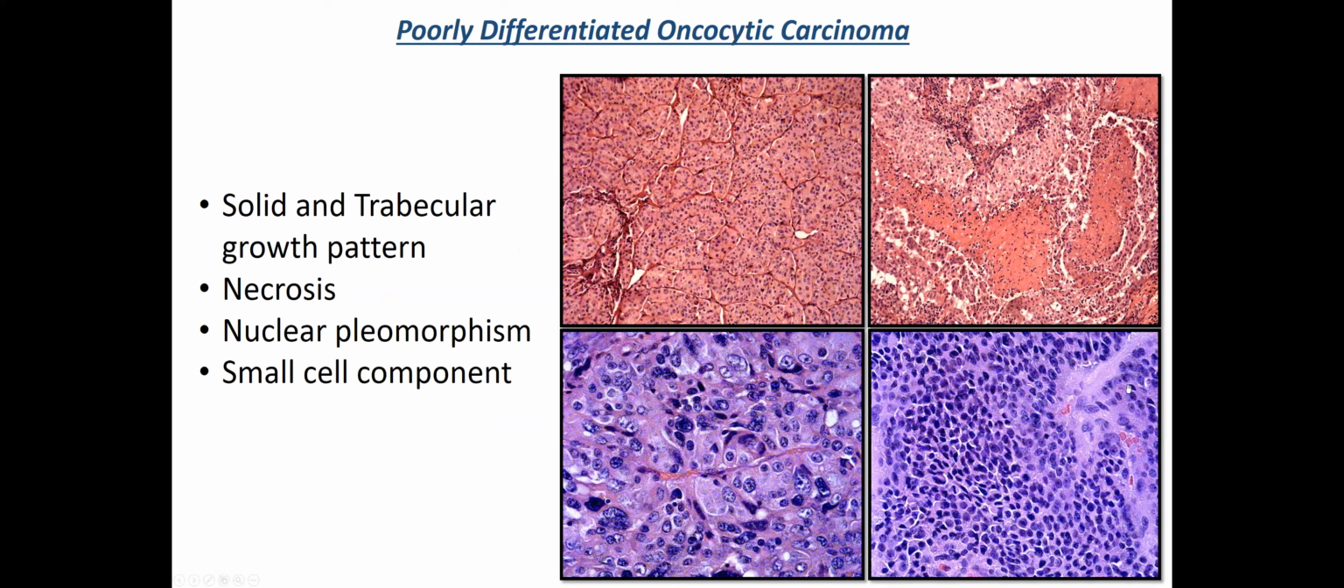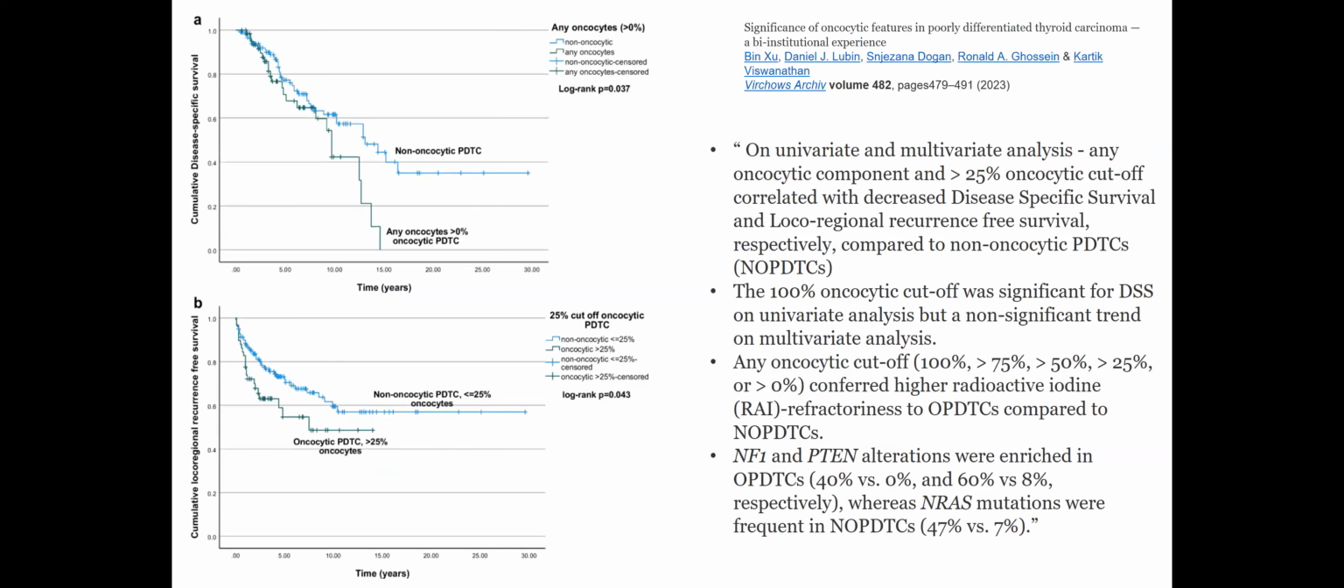So you can see the regular tumor cells, and here the tumor cells have really these darker nuclei, a little overlapping, so it almost looks like a small cell component, which is very important in the diagnosis.